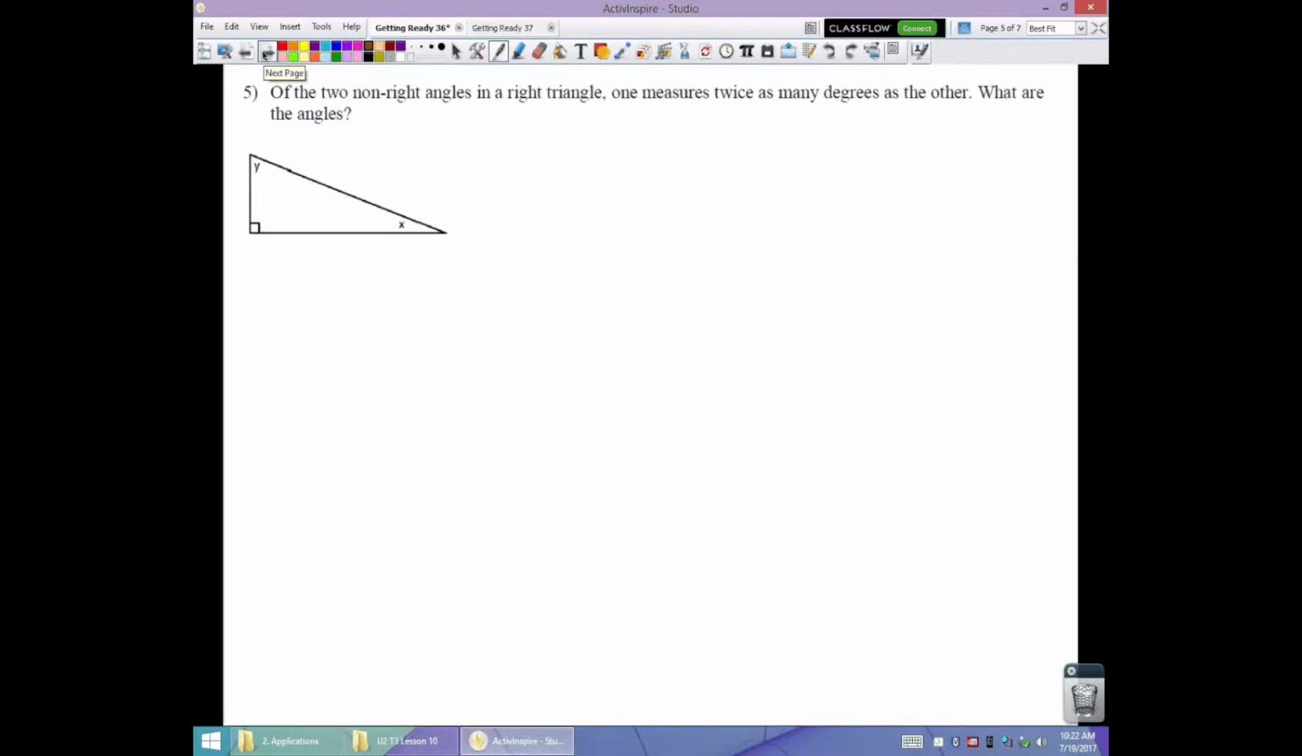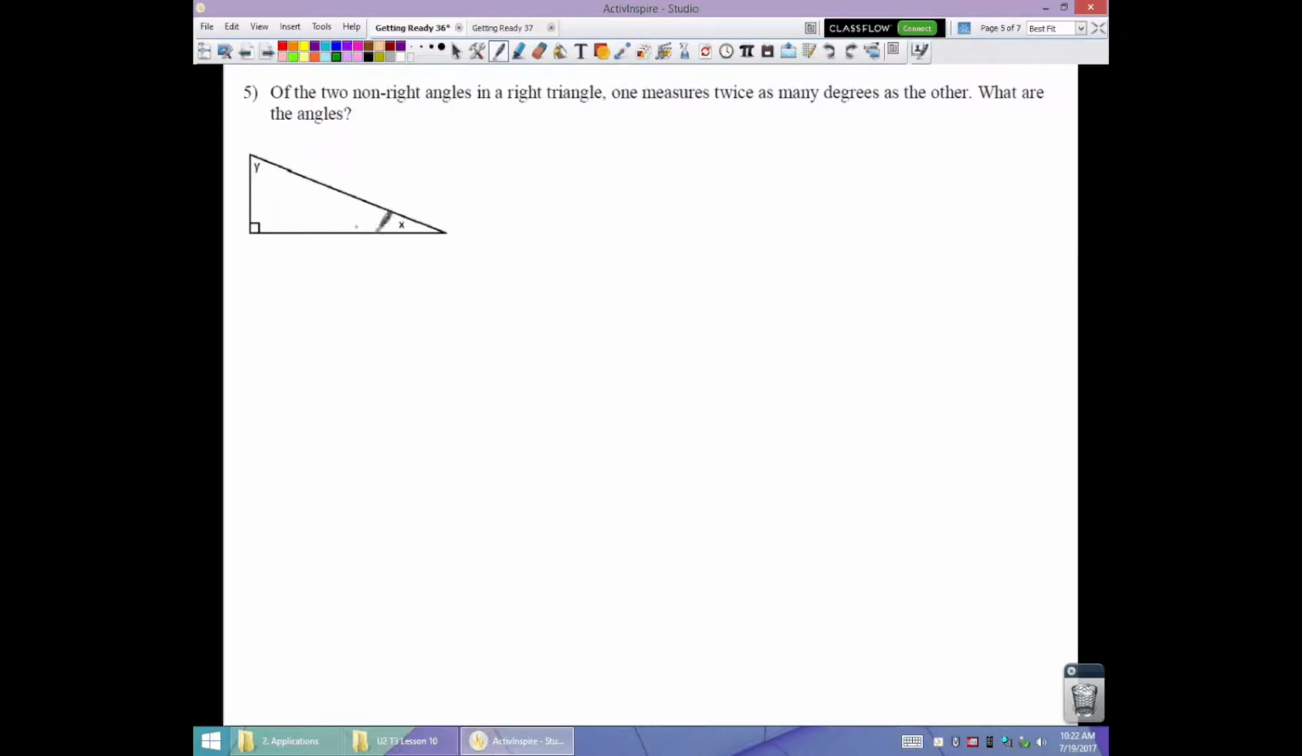Okay, of the two non-right angles in a right triangle, and they are marked X and Y, so that's sort of like doing our let statements. The picture counts as your let statements. One measures twice as many degrees as the other. What are the angles? Now, this one might feel like it's only giving you one bit of information, but you know certain things about a triangle.